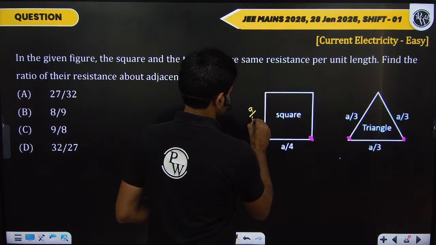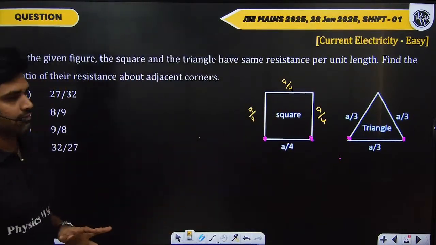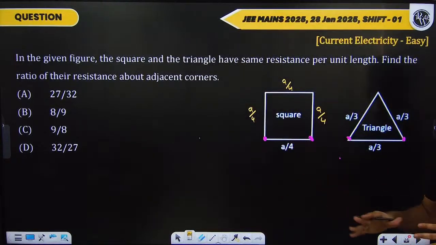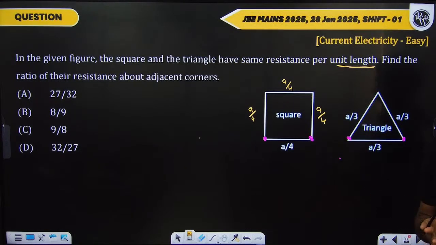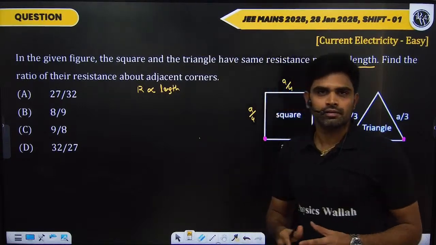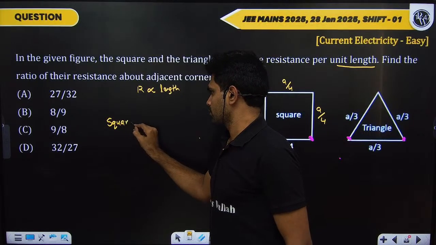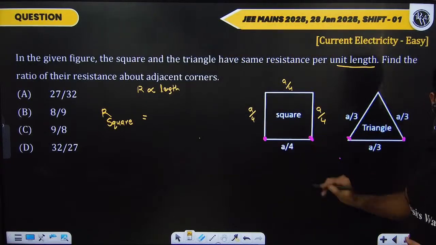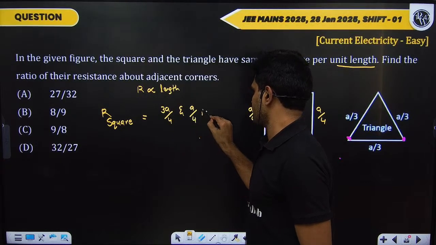Let us take resistances as these only: a by 4, a by 4, a by 4, a by 3, a by 3, and a by 3. Right? Let's take this resistance, because resistance is proportional to length. Whatever is the length, that itself is the resistance. First, let us find square. What are we having? 3a by 4 and a by 4 are in parallel.